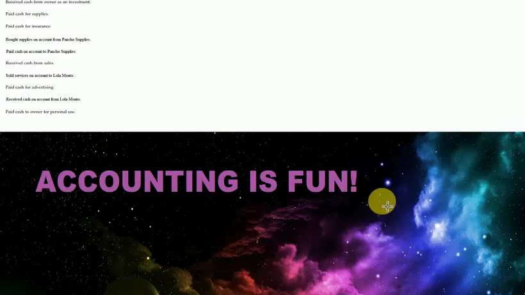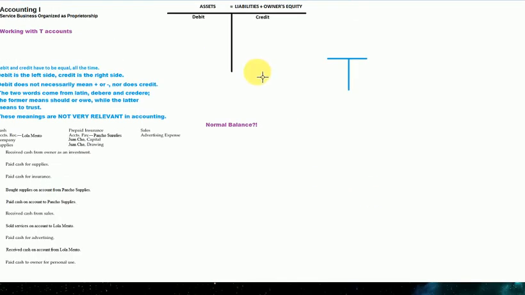Okay, first of all, we need to look at the structure of a T account. The structure of a T account is just like the letter T. You have a horizontal line on the top and a vertical line in the middle, and you can divide the space into three regions: the top, the left, and the right.